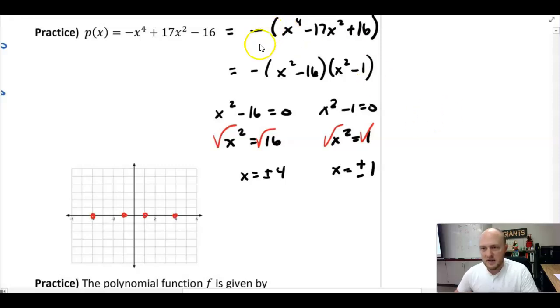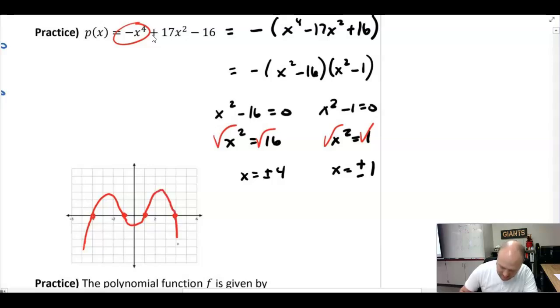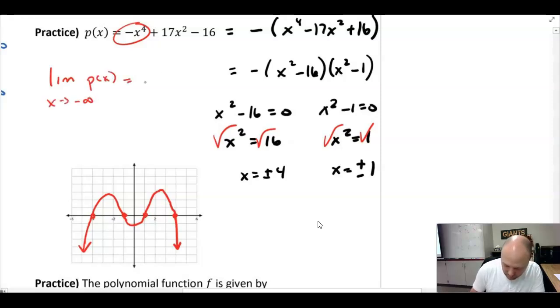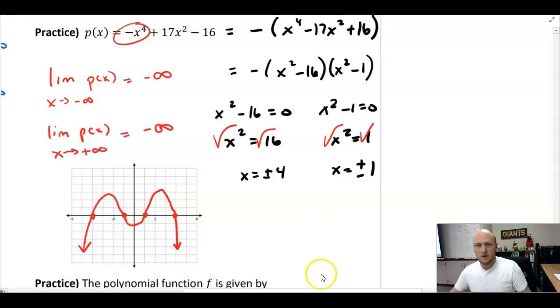My end behavior, since it's a negative even, has both sides going down. So it's going to look like this. There's no even multiplicity in this example, so I don't have any extrema at my zeros. They all pass through. Then, to double check your limit notation, the left side is going down, and the right side is also going down.